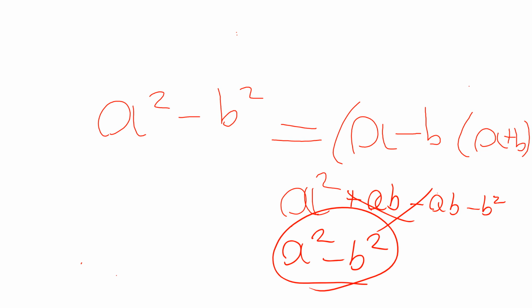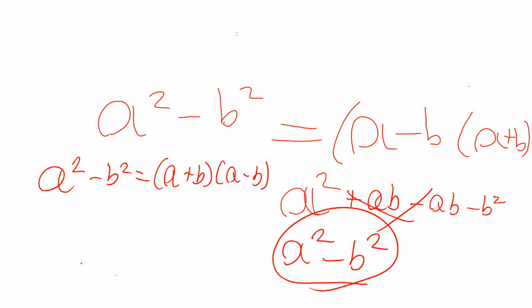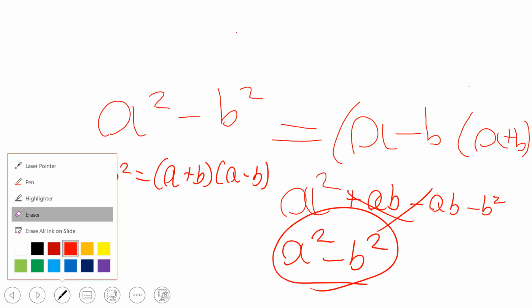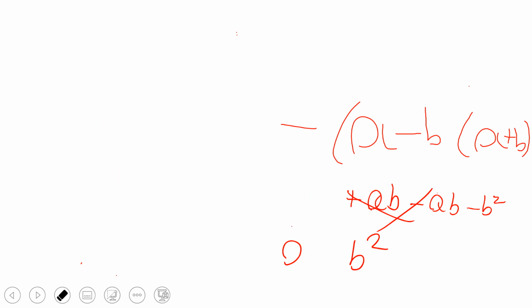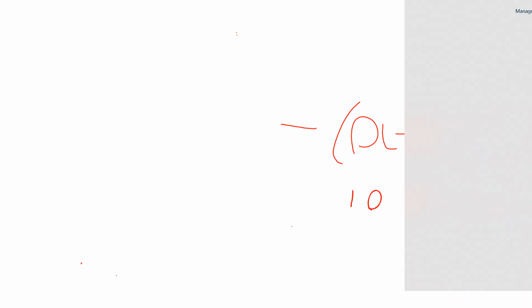So for difference of squares factorization, a squared minus b squared is going to be equal to a plus b, a minus b, as a product of two binomials. And now we can use difference of squares factorization to evaluate value expressions. We can use it in a number of ways, but I'm going to show a common way.